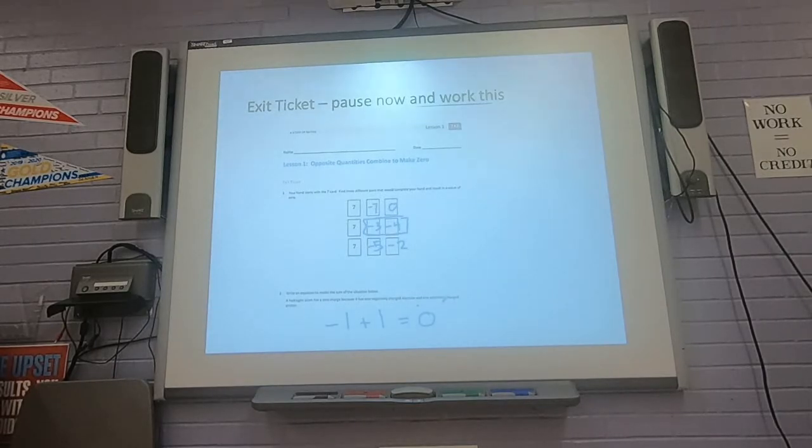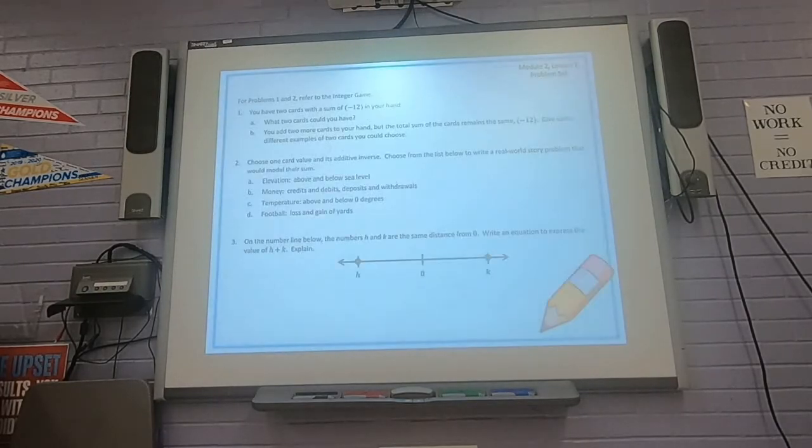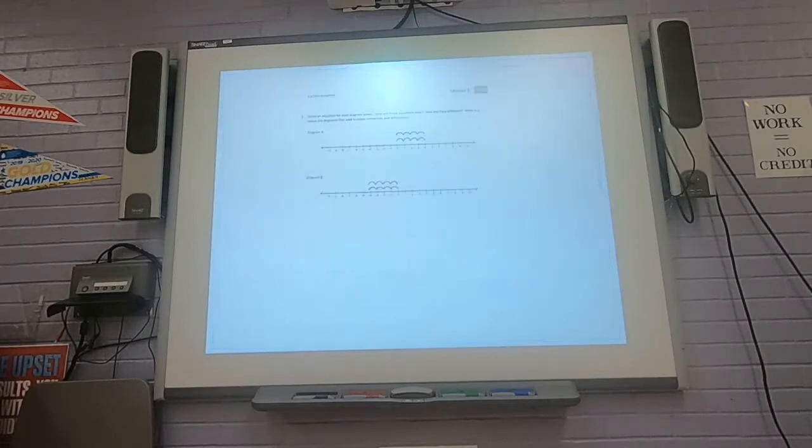All right, let's move on. Three says write an equation for each diagram below. How are these equations alike and how are they different? What is it about the diagrams that lead to these similarities and differences?